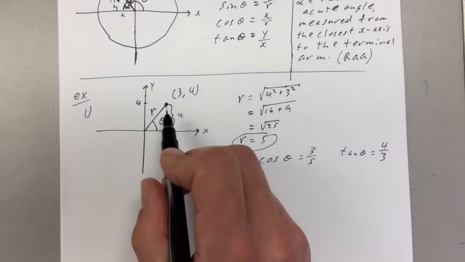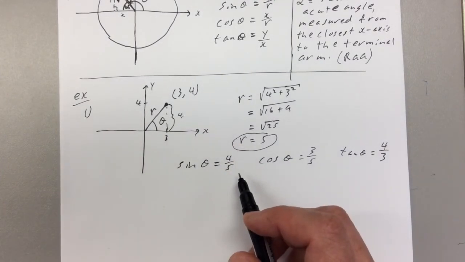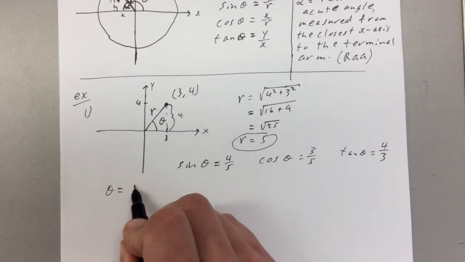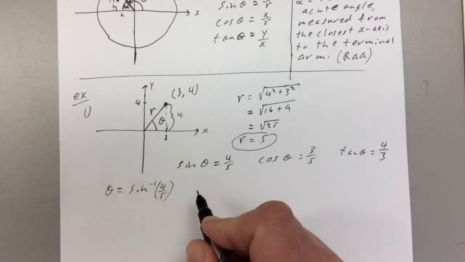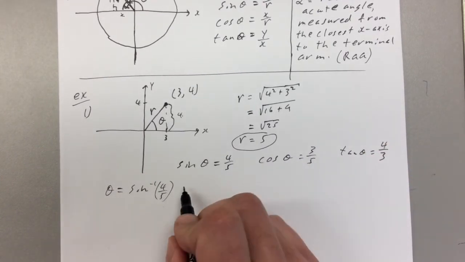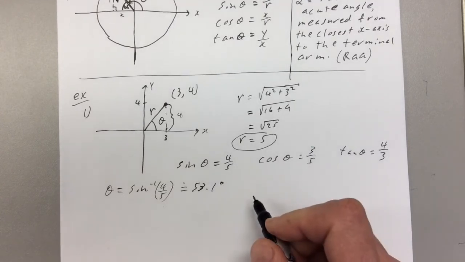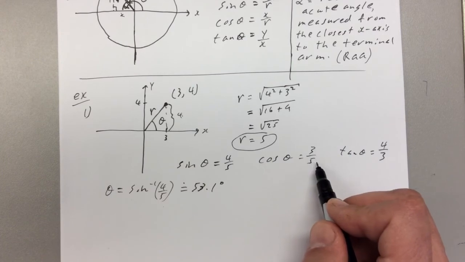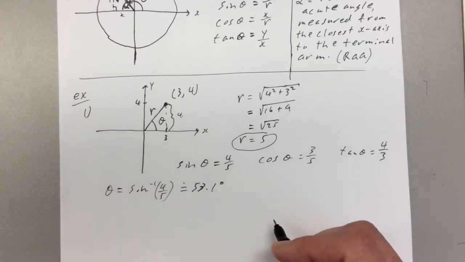Okay, and if you had to find that angle, then you just pick one of them and do the inverse. So theta equals sine inverse of 4 over 5. If you plug that into your calculator, you're going to get approximately 53.1 degrees. I could have done cos inverse of 3 over 5, I would have got the same angle. Tan inverse of 4 over 3, I would have got the same angle.